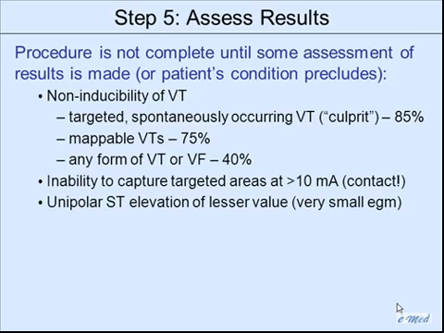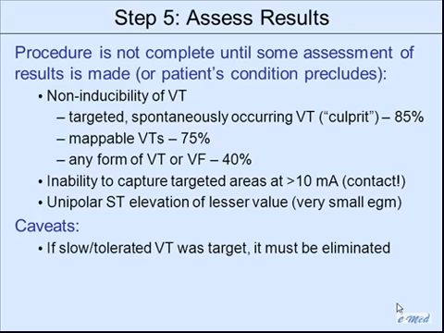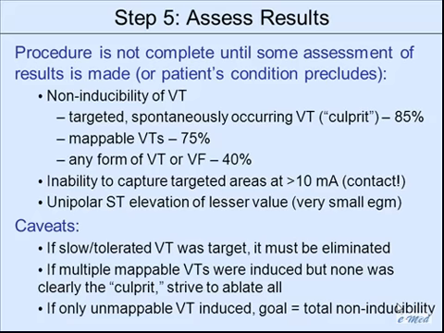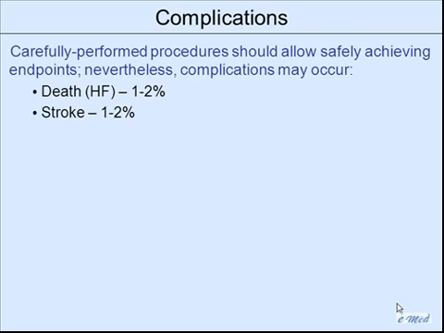Inability to capture targeted areas, unipolar oscillation: not very useful in scar-based VTs, very useful in patients with normal hearts. And if we had a slow tolerated VT as the target, we have to eliminate that. Multiple mappable VTs: we only have an ICD electrogram in most cases. We don't know what morphology we're dealing with, and the cycle lengths may be very similar. So we need to address as much as possible within the bounds of safety.